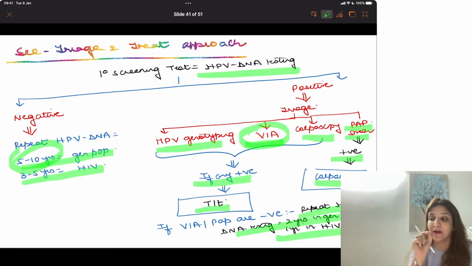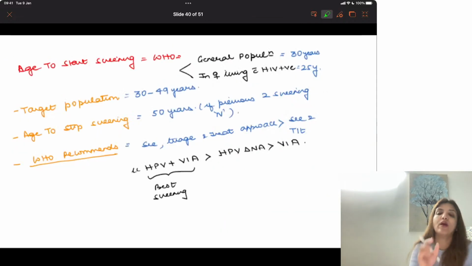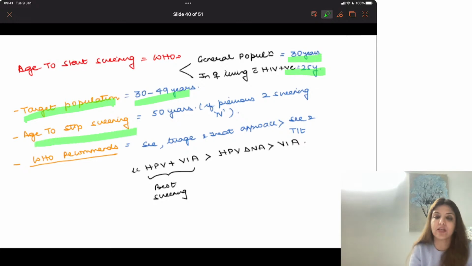Now, there are HPV vaccines available, all of you know that. For the HPV vaccine, please remember there are SAGE guidelines. A question on SAGE guidelines for the HPV vaccine was asked in your previous INICET and NEET exam. Go to the recall and please watch the WHO SAGE guidelines for the HPV vaccine. Very, very important. Now, according to WHO, this is again a new update. According to WHO, when should you start screening for cancer cervix in the general population? 30 years. In a female living with an HIV positive partner, 25 years. Then the target population is 30 to 49 years. The age to stop screening is 50 years.